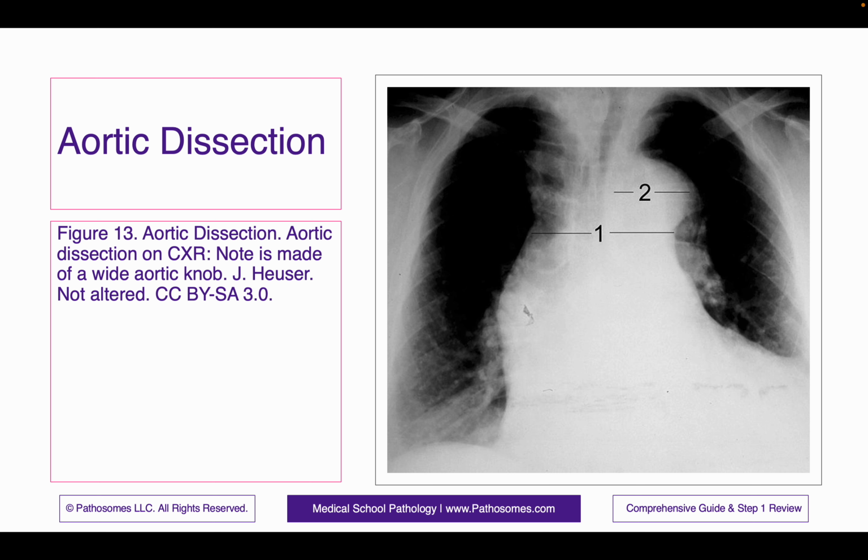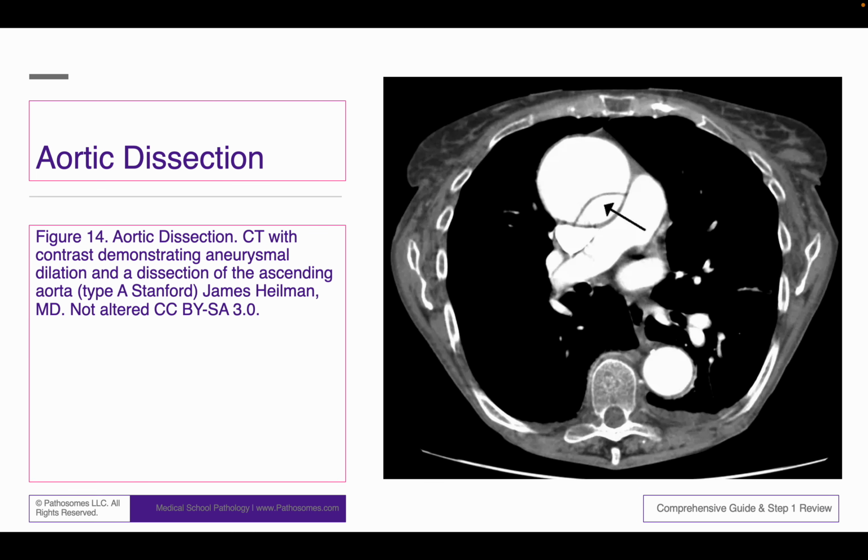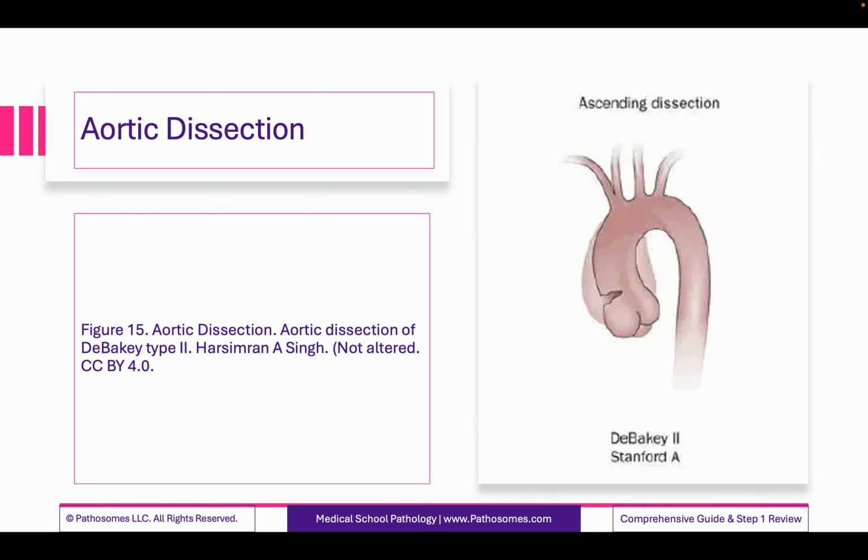Here is a chest x-ray showing an aortic dissection. Note the wide aortic knob that is present. And here we can even see on CT with contrast an aneurysmal dilation and dissection of the ascending aorta. This is a Stanford type A aortic dissection specifically.